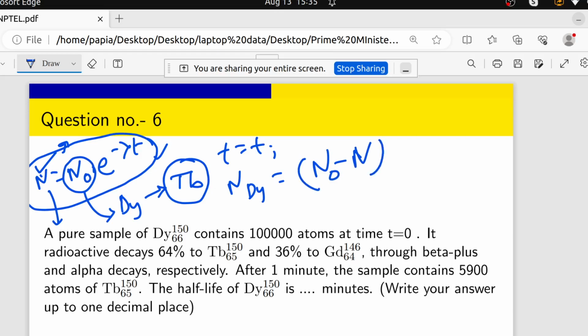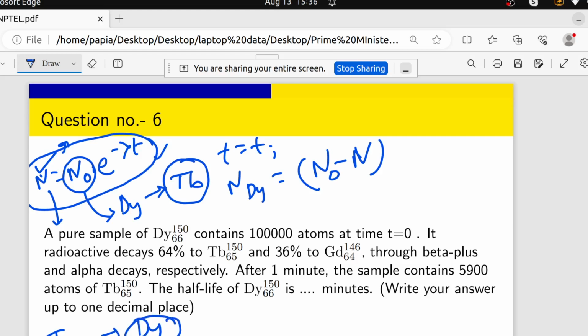Now coming to the question. A pure sample of Dy contains 1 lakh atoms at time t equals 0. It radioactively decays 64% to Tb and 36% to Gd through beta plus and alpha decays respectively. After 1 minute, the sample contains 5900 atoms of Tb. The half-life of Dy is dash minutes. Write your answer up to 1 decimal place. They are asking for t half of Dy.